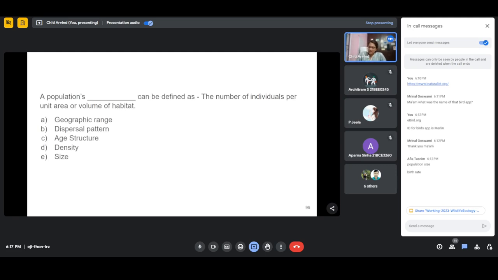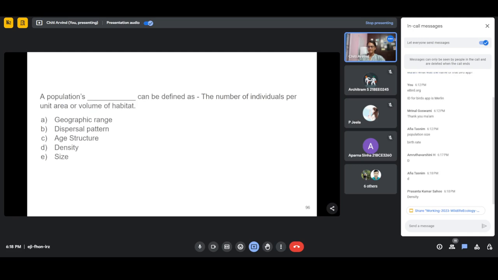Alright, so a population's dash, you have to fill in the blank with the words that are given, can be defined as the number of individuals per unit area or volume of habitat. Feel free to use the chat box with any answers. Okay, we have one answer in. What do the others think?